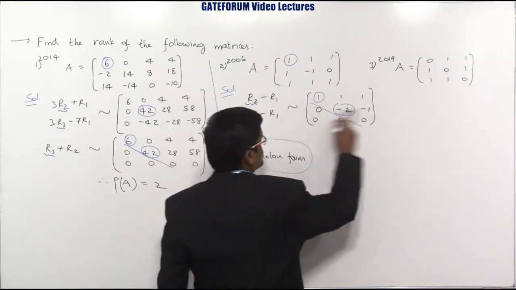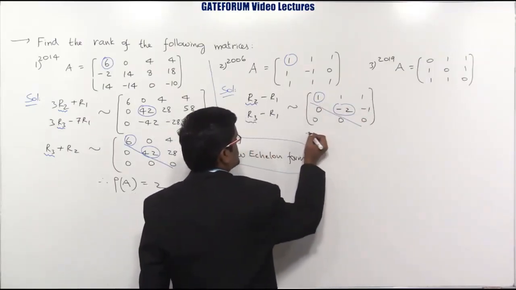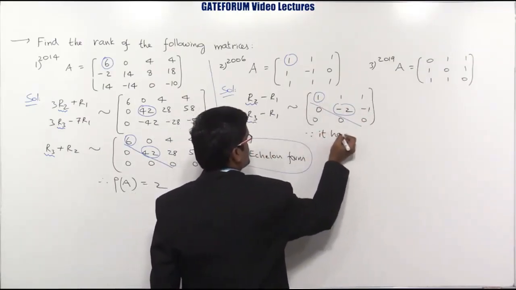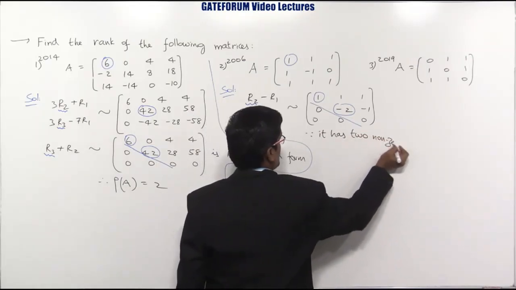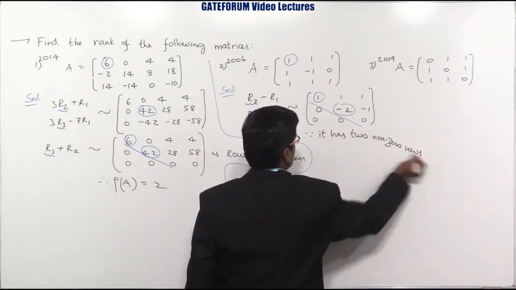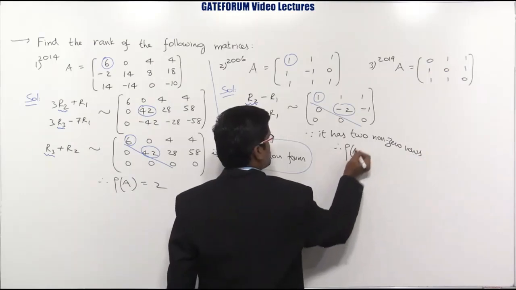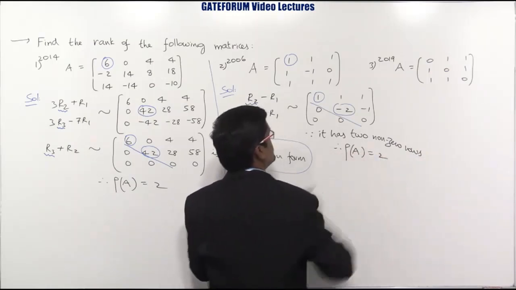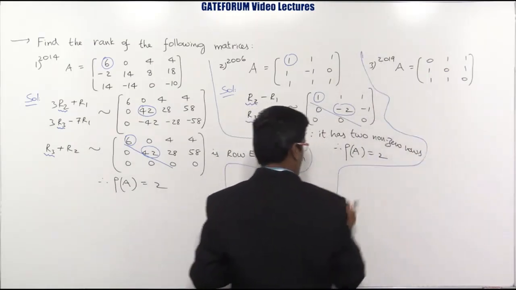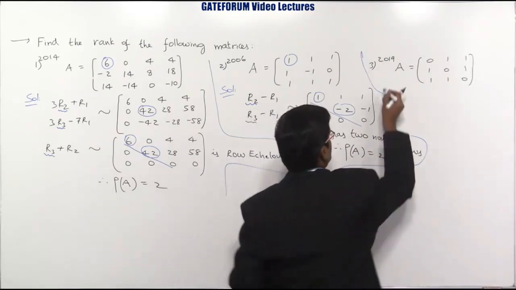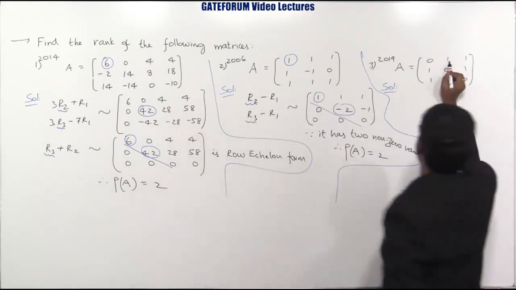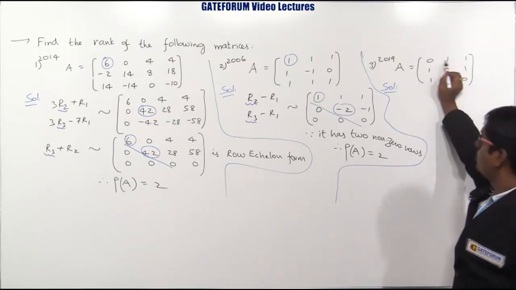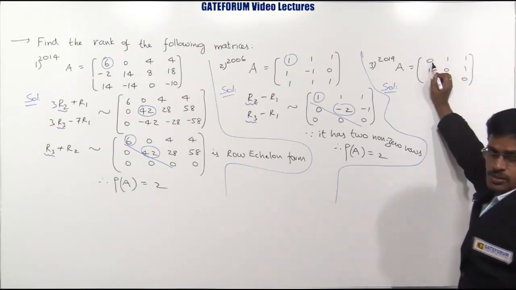So, how many non-zero rows? 2 non-zero rows. Okay. Since it has 2 non-zero rows, therefore, the rank of this matrix is equal to 2. Next, for this example, see. Here, this is the first non-zero element. Here, the diagonal element is 0. Okay.